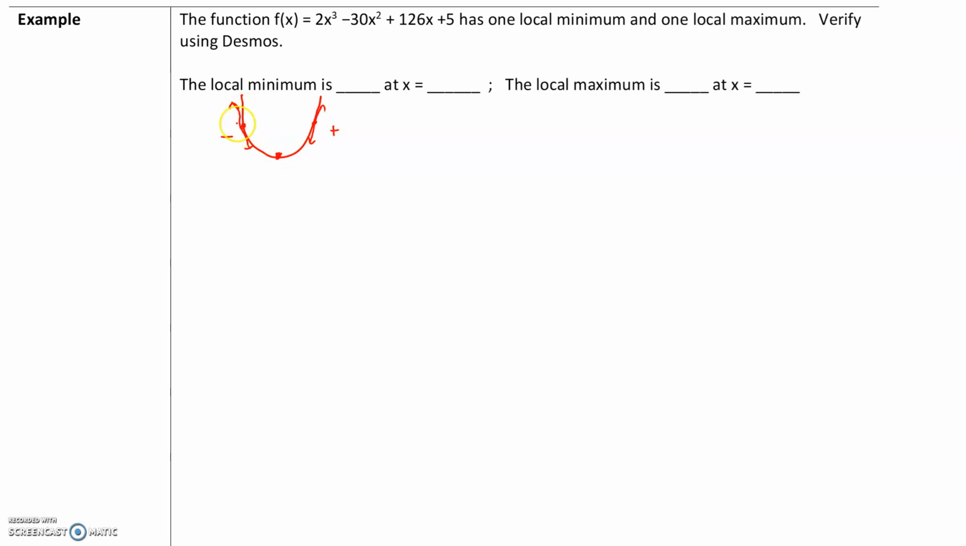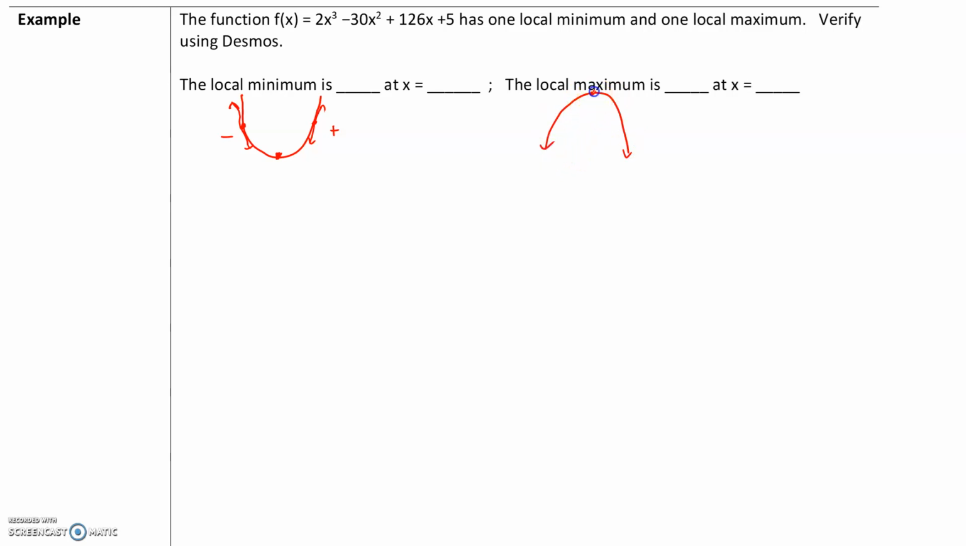In other words, the slope of the tangent line is negative. Then we hit a local minimum, and on the other side of it, the function is increasing, which means the slope of the tangent line, or the first derivative, is positive. Let's take a look at the local maximum.